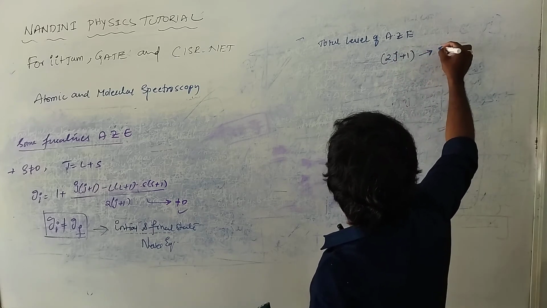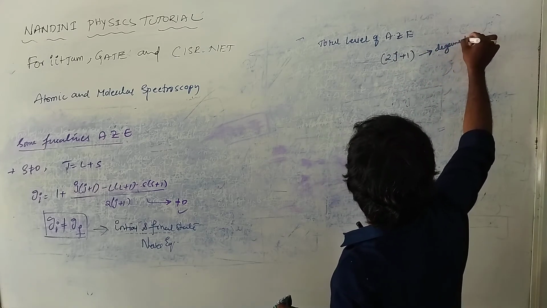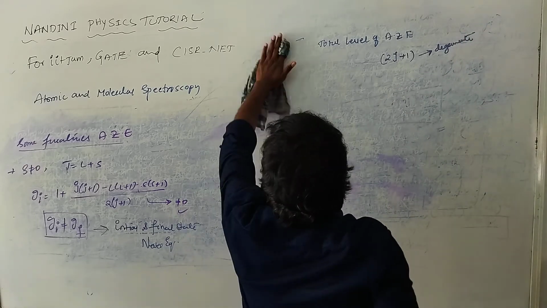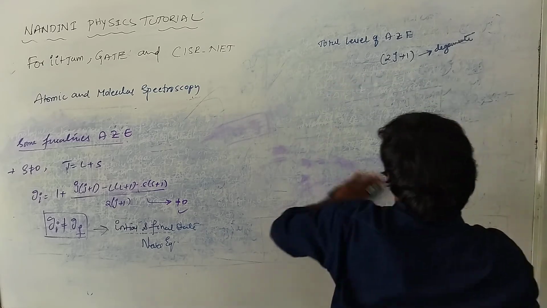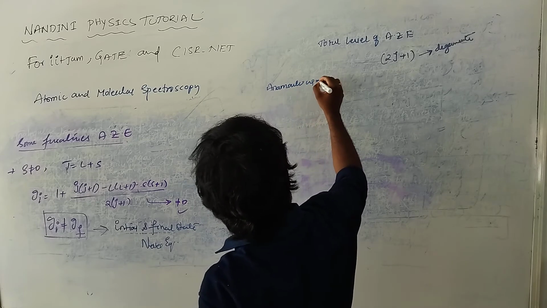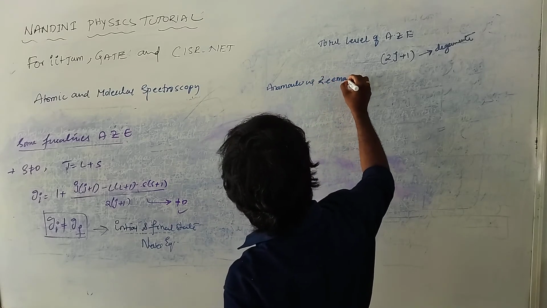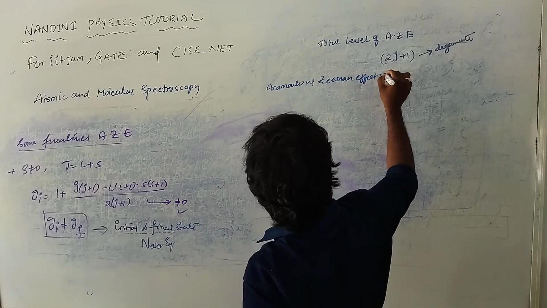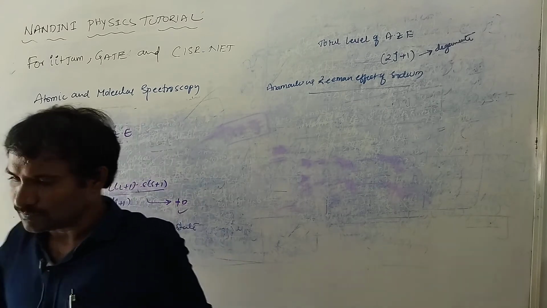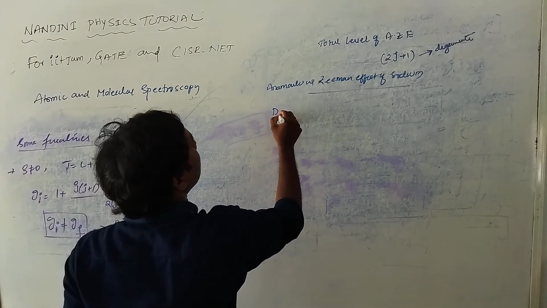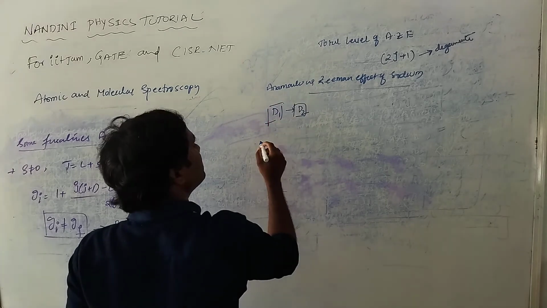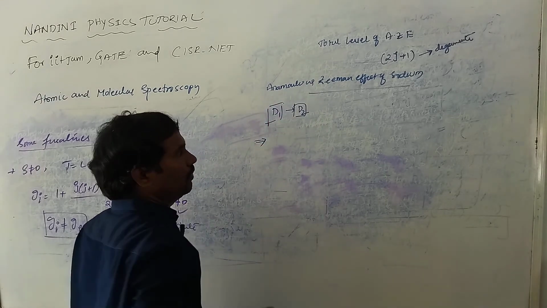So, this is also called a degenerate state. Why? Because if I am doing the experiment on the anomalous Zeeman pattern of sodium light, the anomalous Zeeman effect of sodium, what are the sodium lines? Sodium lines are nothing but D1, D2 lines.